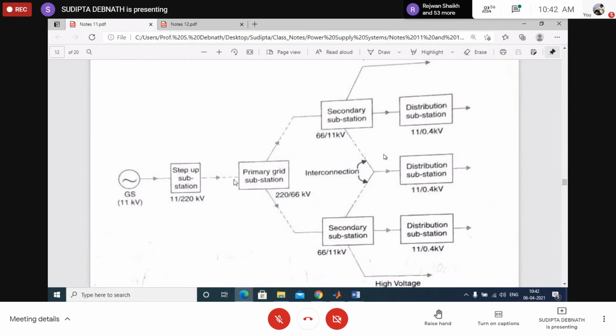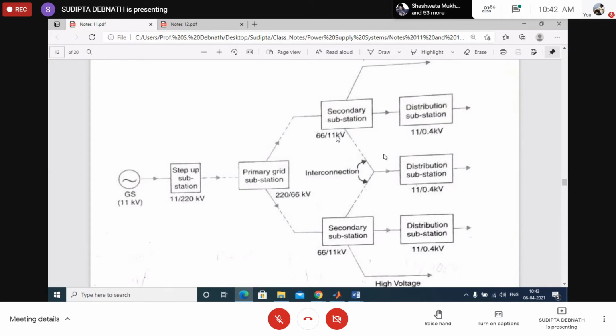Go through the first day's class note on the primary transmission system. It terminates at the primary grid substation, where the voltage is stepped down from 220 kV to 66 kV. From this primary grid substation starts the secondary transmission. The secondary transmission system terminates at the secondary substation, where the voltage is stepped down from 66 kV to 11 kV. Instead of 66, you can find 33 kV also. So at 11 kV, mainly the distribution system starts.